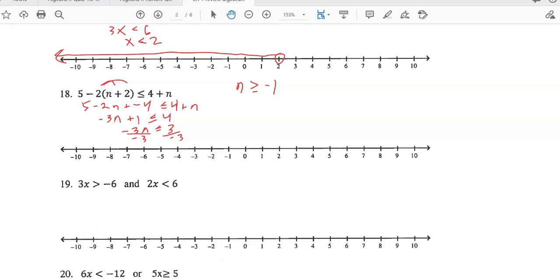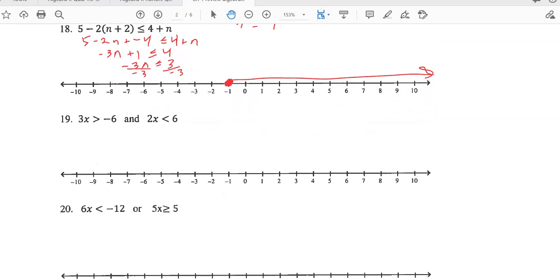And so negative 1, closed circle, arrow to the right. It's greater than or equal to that. Now we got a little tougher here. So if we divide by 3, which is positive, we don't switch the direction of the sign. So x greater than negative 2.